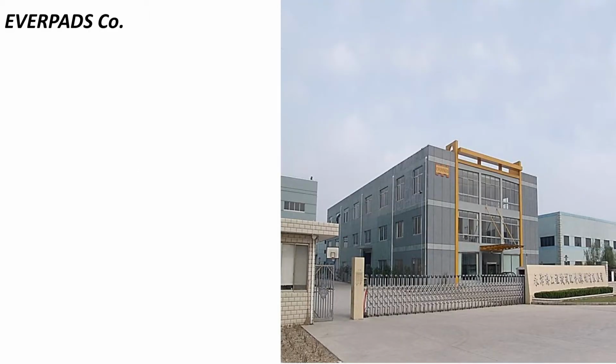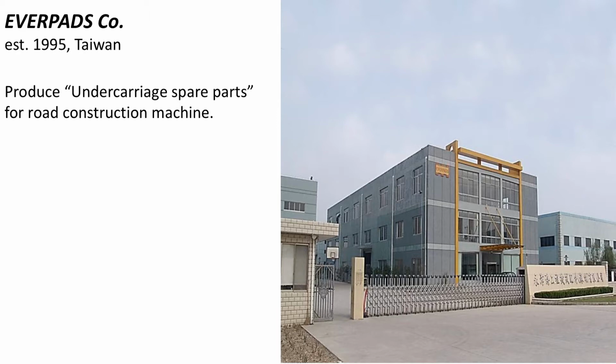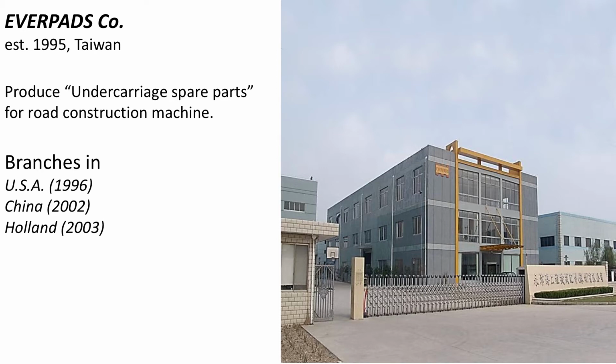The manufacturing facility belongs to Everpads Co. Limited. The company was established in 1995. It's currently headquartered in Taiwan. The company has branches in China, United States, and the Netherlands. The company is involved in the production of spare parts and components for heavy industrial vehicles, like excavators and road building machines.